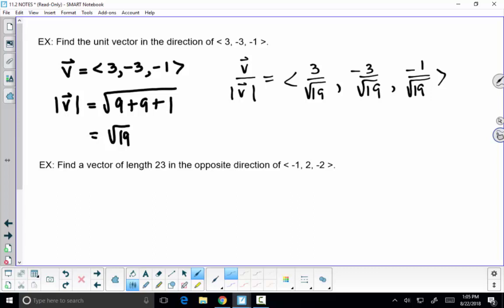If we wanted a vector that had length 5 and pointed in that direction that's given, what would we do next? Multiply by 5. Exactly. What about if we wanted a vector of length 3 that was in the opposite direction? Multiply by negative 3. Perfect.